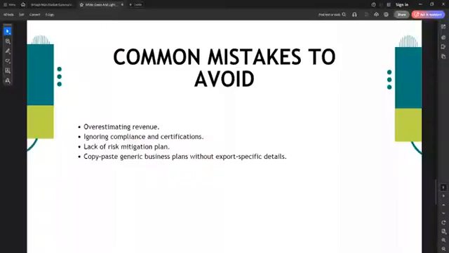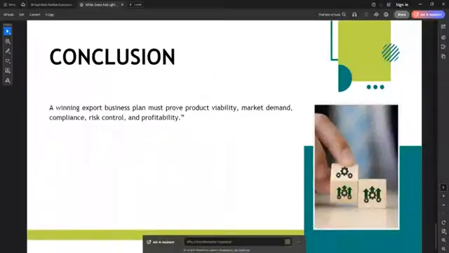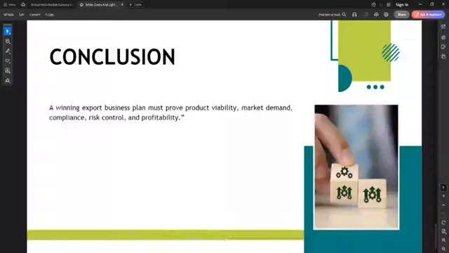So lack of a risk mitigation plan, and copying and pasting a generic business plan without export-specific details. This is why I said your business can have a general business plan, but it's always really important that you have an export business plan. An export business plan will not take you a loss, because you are not talking about everything you already wrote in your general business plan. In this case, you are just focused on international trade for your products and for your commodities.